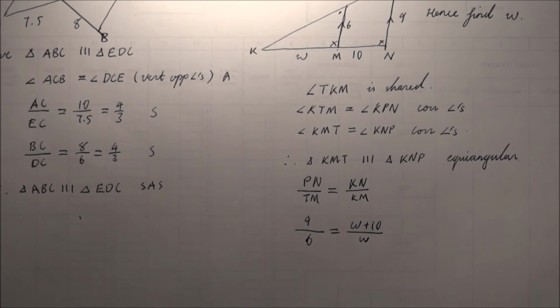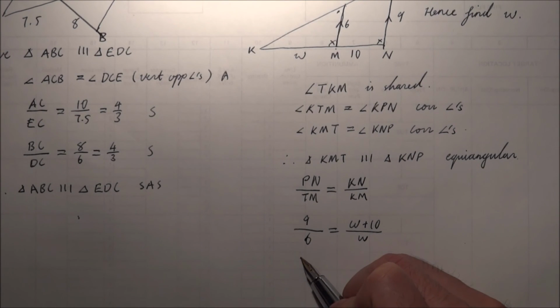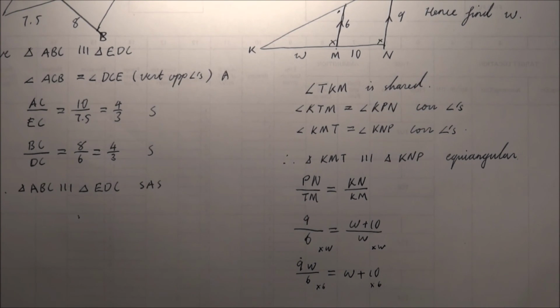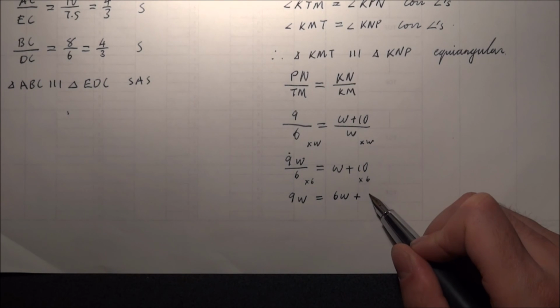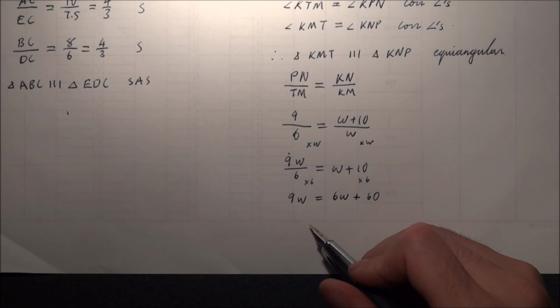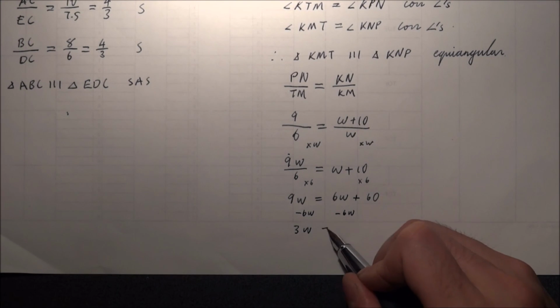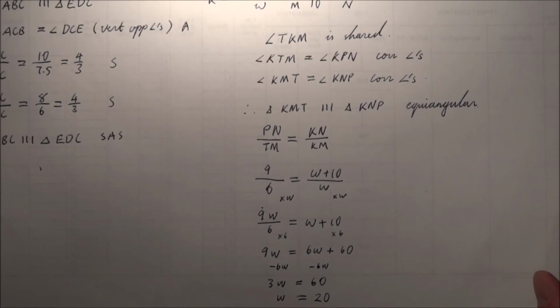Now, unfortunately, we have to go through the process of solving it algebraically. Here we just multiply both sides by W. So we end up with 9W over 6 equals W plus 10. Multiply both sides by 6. I'm trying to be as detailed as possible just to help you follow along. So we end up with 9W equals 6W plus 60. Subtract 6W from both sides. We end up with 3W equals 60, and obviously W equals 20. Here is your answer.